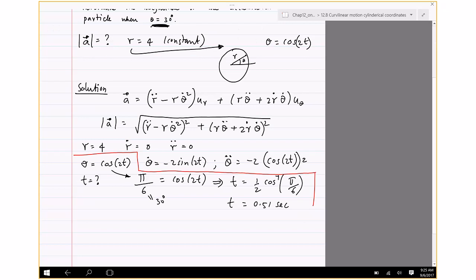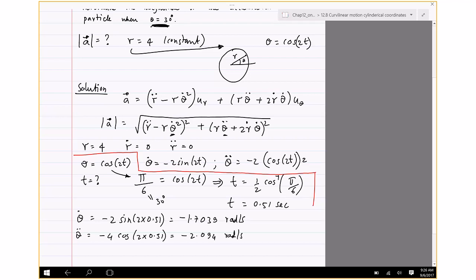Okay, so now I can solve for theta dot. I need theta dot and theta double dot. So theta dot is minus 2 sine of 2 times 0.51. It comes out to be negative 1.7039 radians per second, and theta double dot is 2 times 2 is 4, so minus 4 cosine 2 times 0.51 comes out to be minus 2.094 radians per second squared.